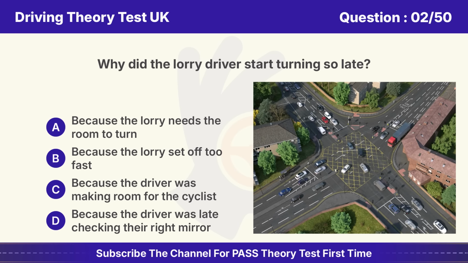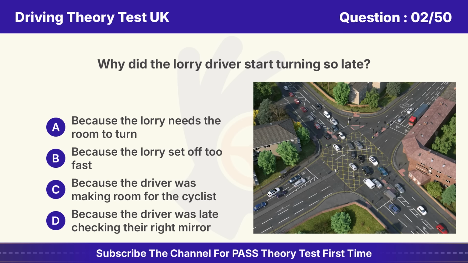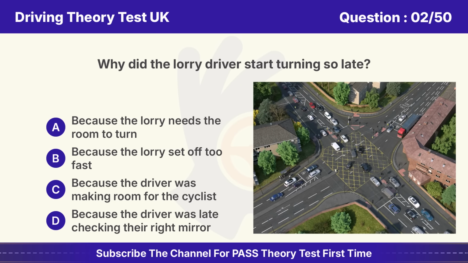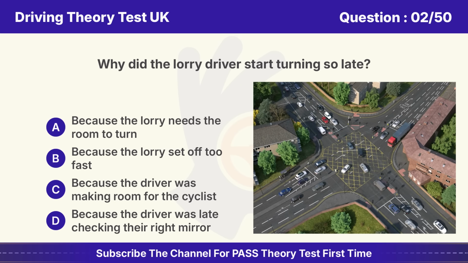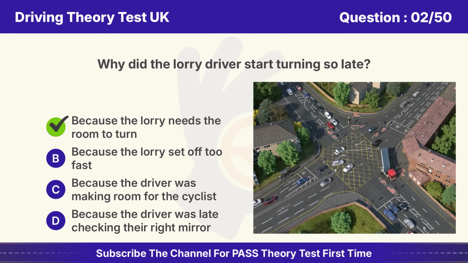Question 2. Why did the lorry driver start turning so late? Option A. Because the lorry needs the room to turn. B. Because the lorry set off too fast. C. Because the driver was making room for the cyclist. D. Because the driver was late checking their right mirror. Answer is A. Because the lorry needs the room to turn.